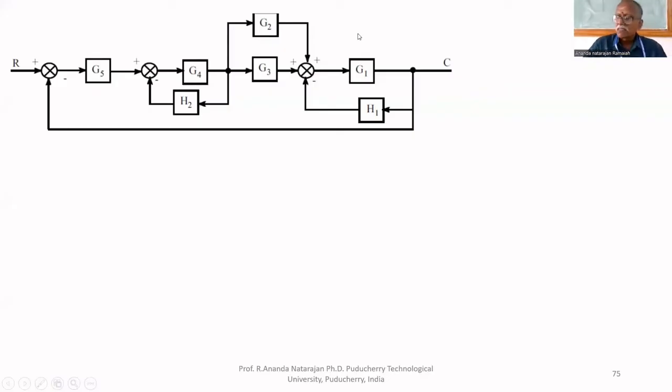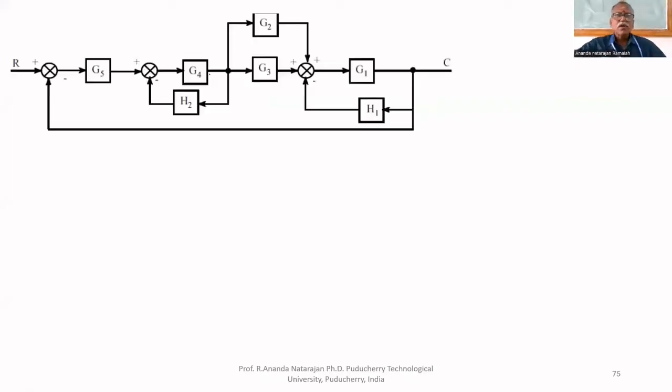In this, the first step is we have to find the innermost part of the loop. This is the innermost part. This can be easily converted to G4 upon 1 plus G4H2, since this part is a negative feedback, by using the 7th rule.